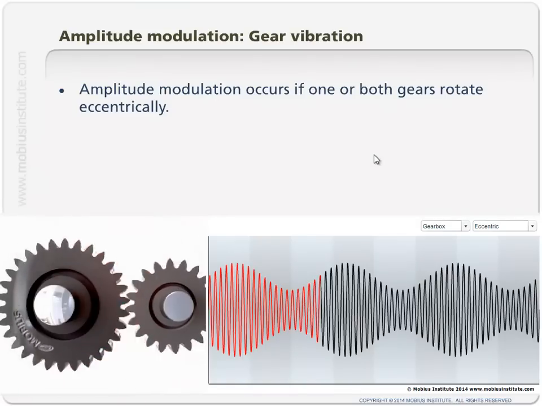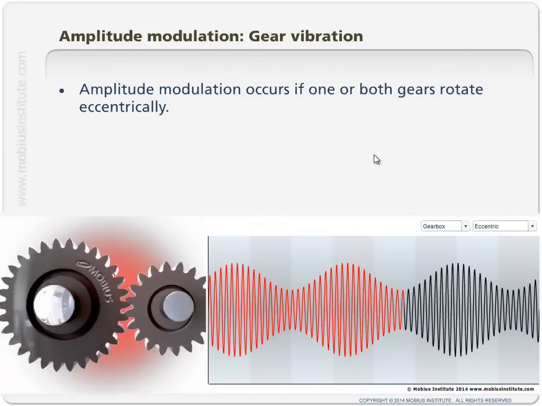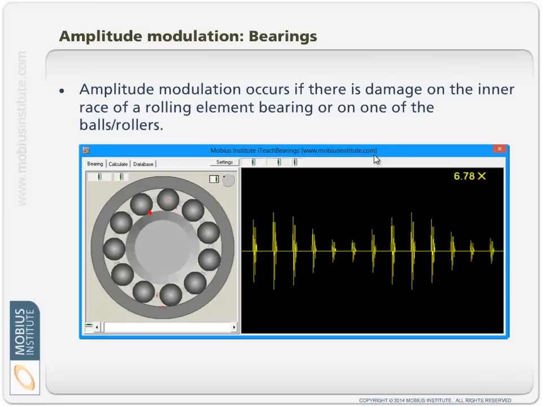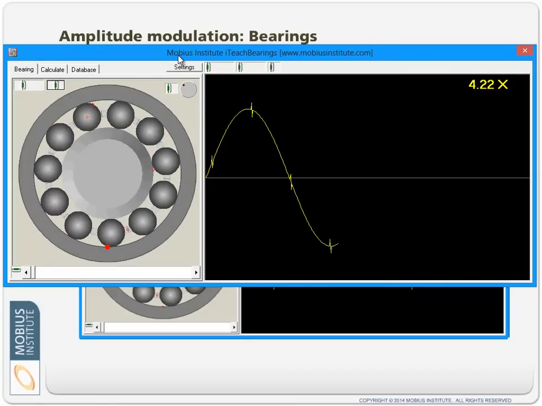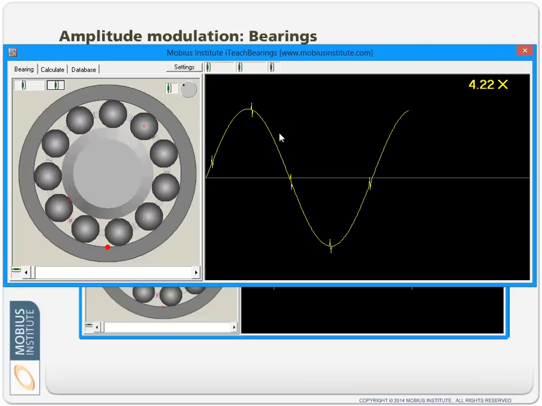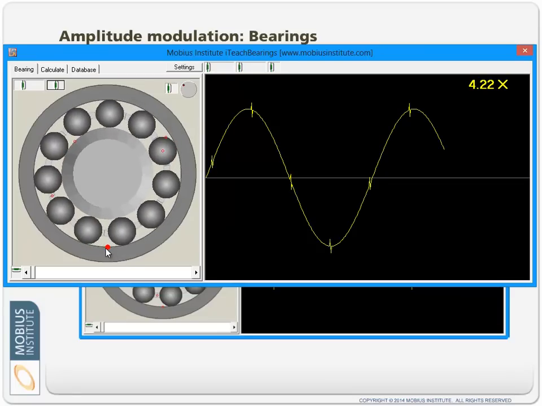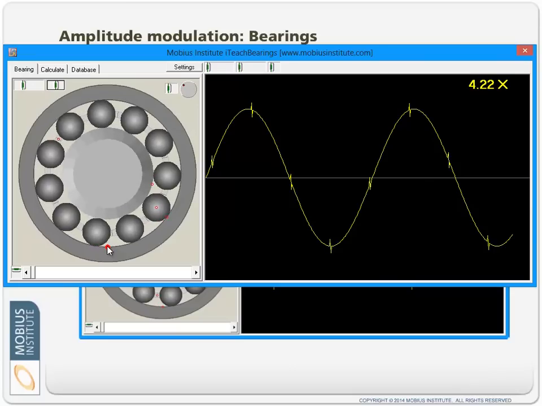So anyway, gear vibration is a classic source of amplitude and frequency modulation. Bearings are also another common source. So let's just take a look at something here. Here I have my simplified 1x vibration, and superimposed on top of that I have the vibration due to a fault on the outer race.